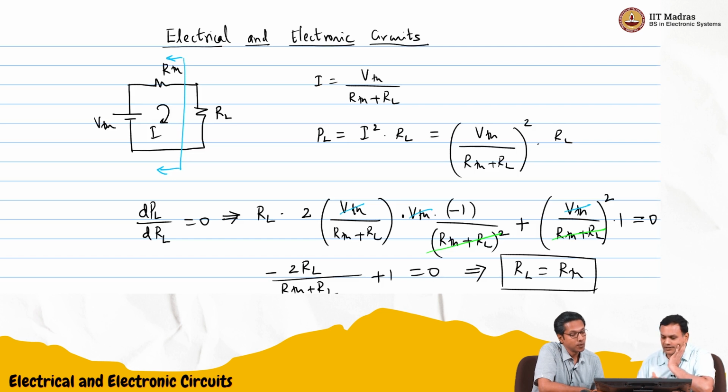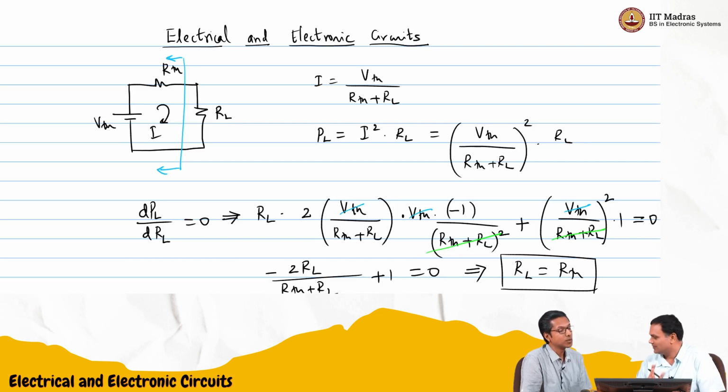So what this is saying is, if I set the load resistance value of RL to be equal to the Thevenin resistance, I will dissipate maximum power in the load. By the way, I just realized something. If we want to show that it's a maximum, we have to take the second derivative and check the sign. But we will give that as a homework.